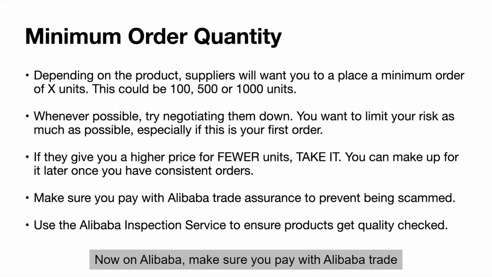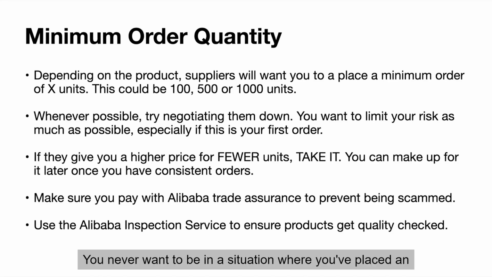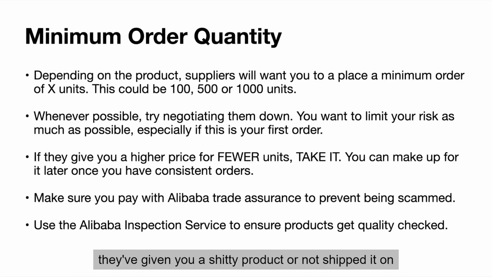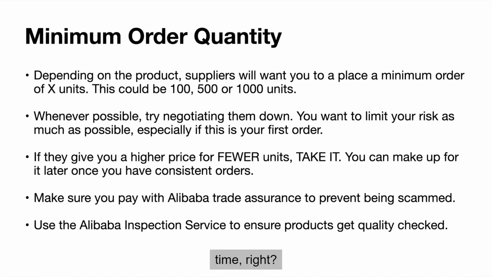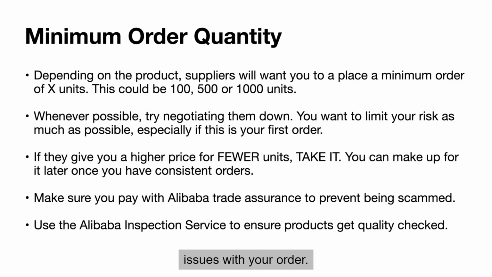Now on Alibaba, make sure you pay with Alibaba trade insurance to prevent being scammed, right? You never want to be in a situation where you've placed an order for $5,000 and the supplier doesn't reply to you, or they've given you a bad product or not shipped it on time, right? If you use Alibaba trade insurance, they will prevent you from being scammed, as they will refund you if there's any issues with your order.